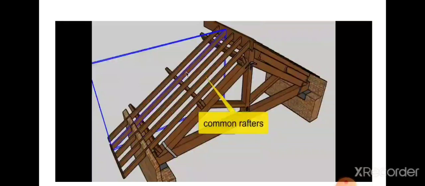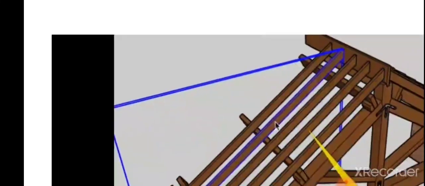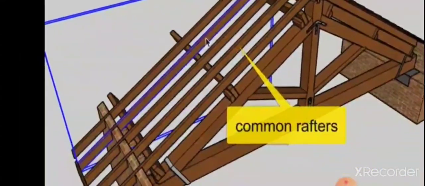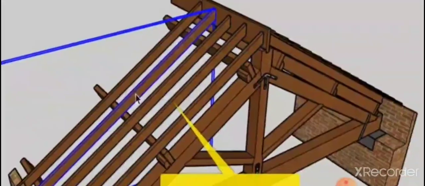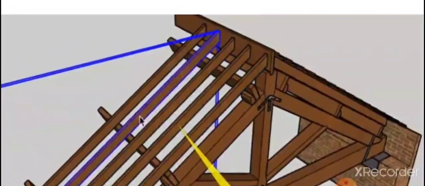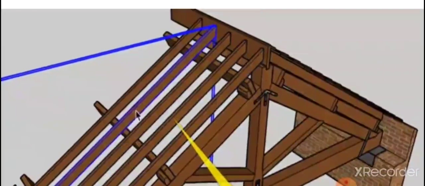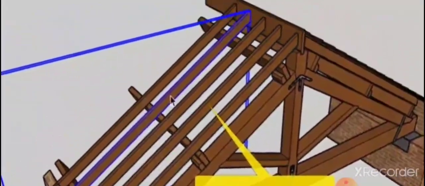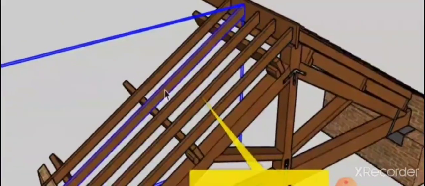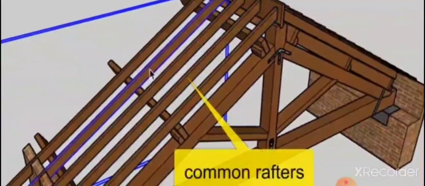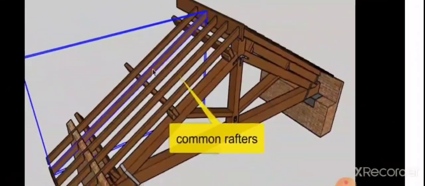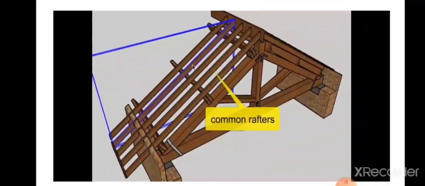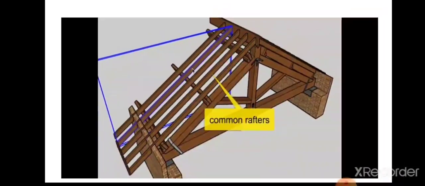So here you can see the inclined members which are laid above these purlins are called common rafters, as the arrow mark is suggesting. How many common rafters you can see in this drawing? There are 5: 1, 2, 3, 4, 5. As the blue color is suggesting, there is a common rafter, and there are a total of 5 common rafters, and they are being laid above the purlins. So the job of the purlins is to support the common rafters.